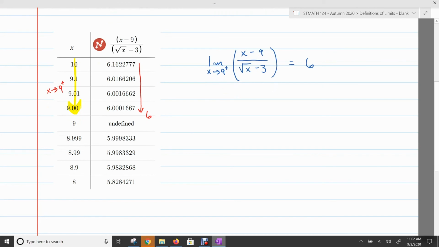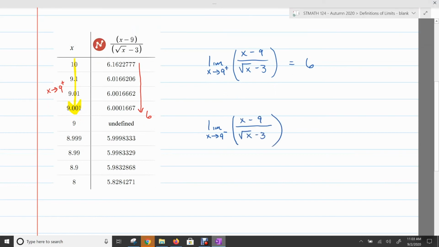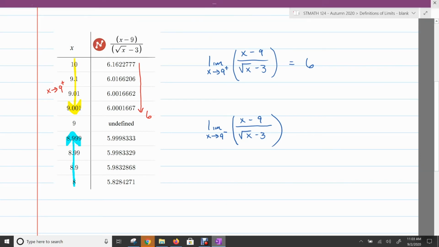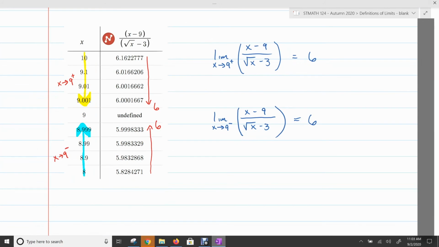And then if we look at the values of x approaching 9 from the left-hand side, so we look at the left-sided limit, well, they're also getting close to 9, right? I see the values progress from 8 to 8.9 all the way up to 8.99, homing in on 9, but coming in from the other side. So here our x's are approaching 9 from the left-hand side, and it looks like those values are also getting close to 6. So that answers that question.